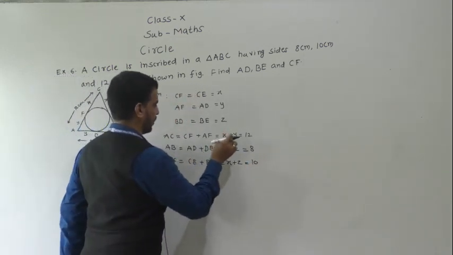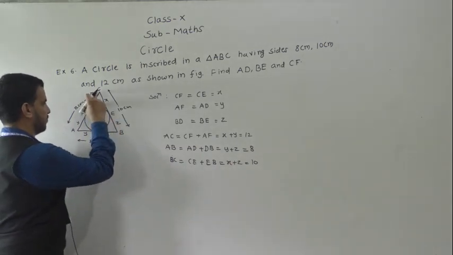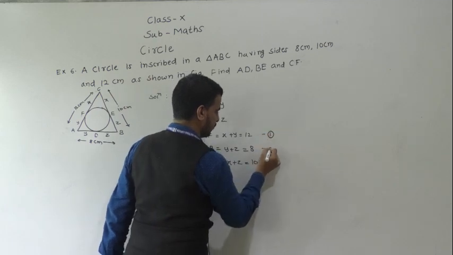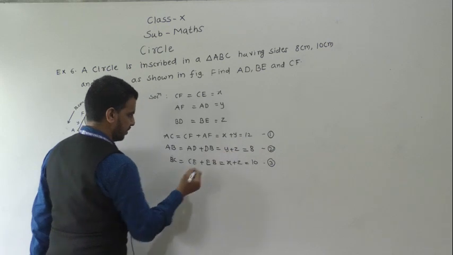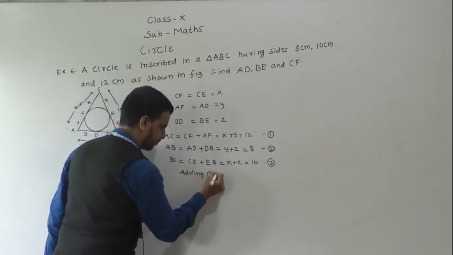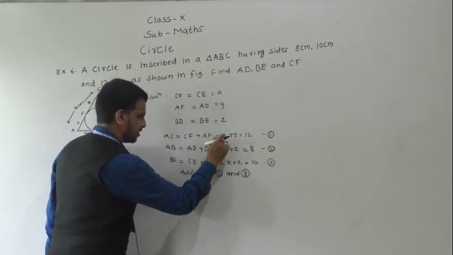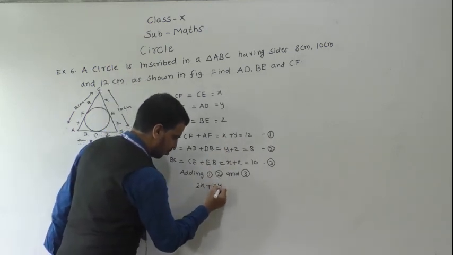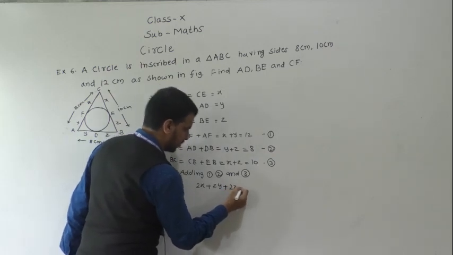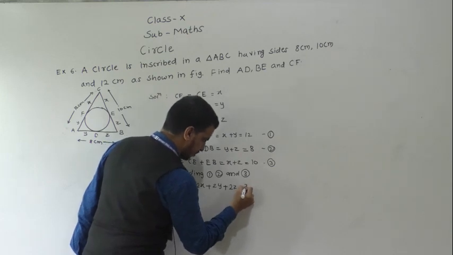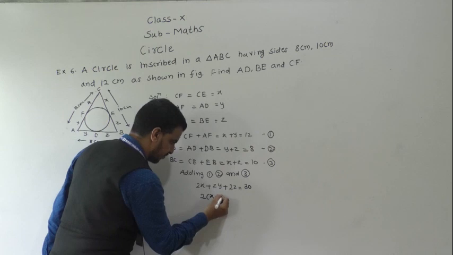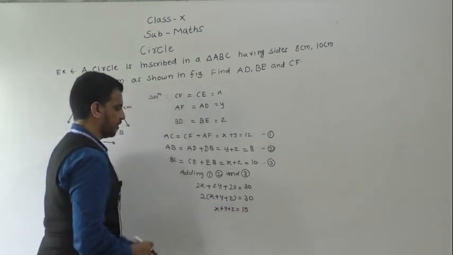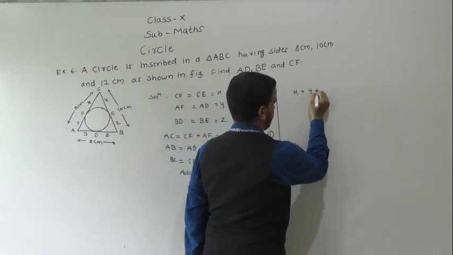Now we have to find AD, BE and CF, that means Y, Z and X. So how will we get this? If we number these equations 1, 2 and 3 and add them, we get X plus X, that is 2X, plus Y plus Y, that is 2Y, plus 2Z is equal to 12 plus 8 plus 10, that is 30. Taking 2 common, 2 in bracket X plus Y plus Z is equal to 30. Dividing by 2, X plus Y plus Z is equal to 15.